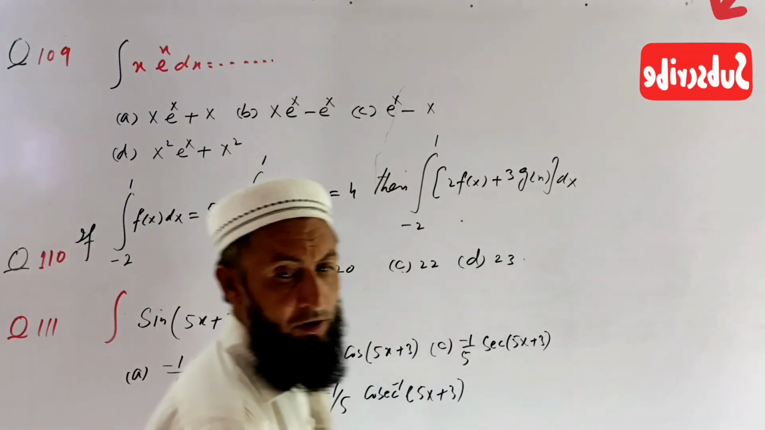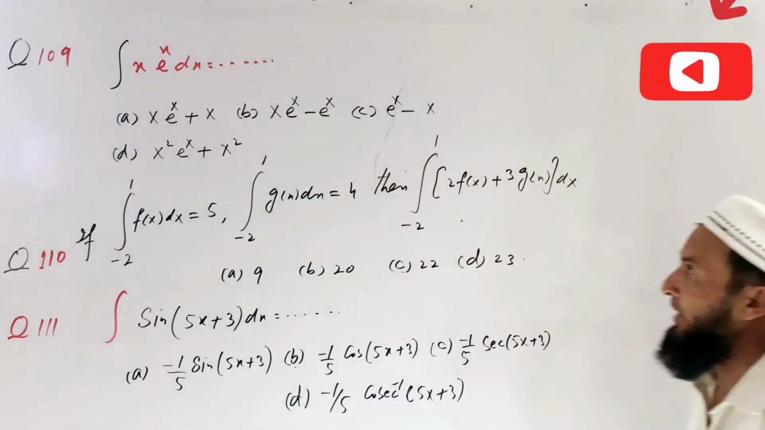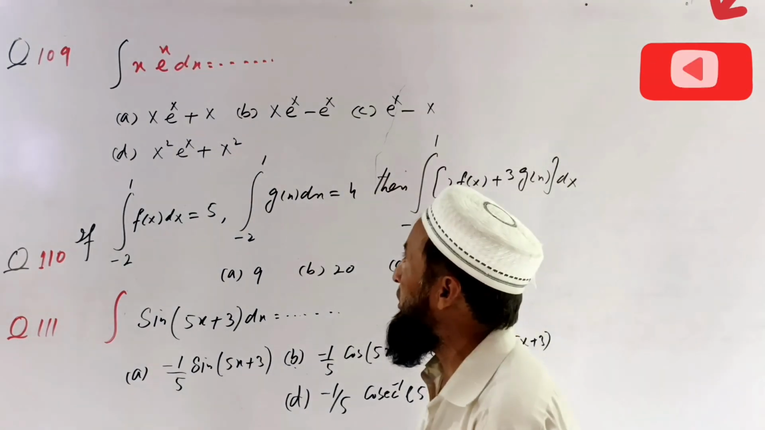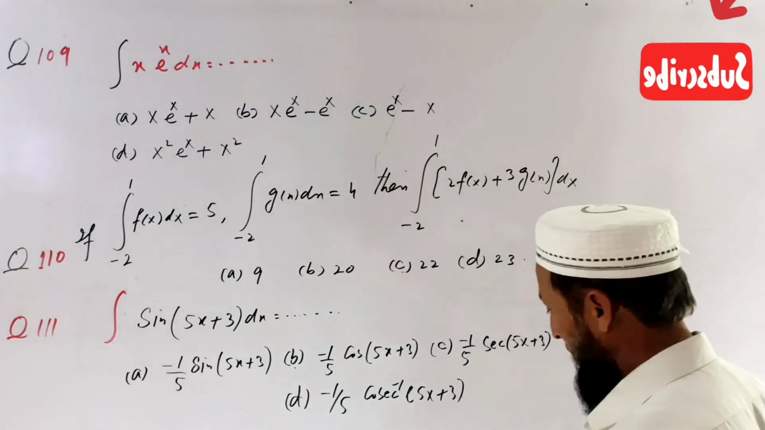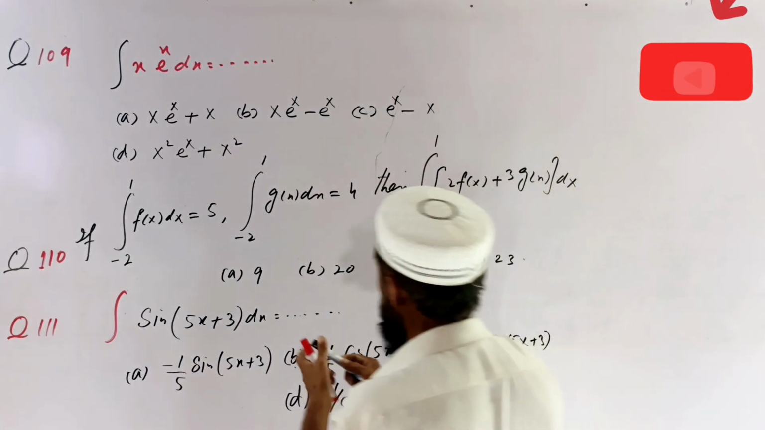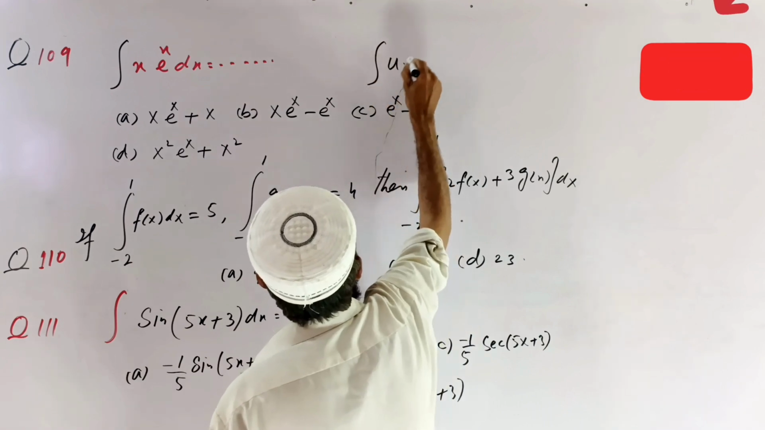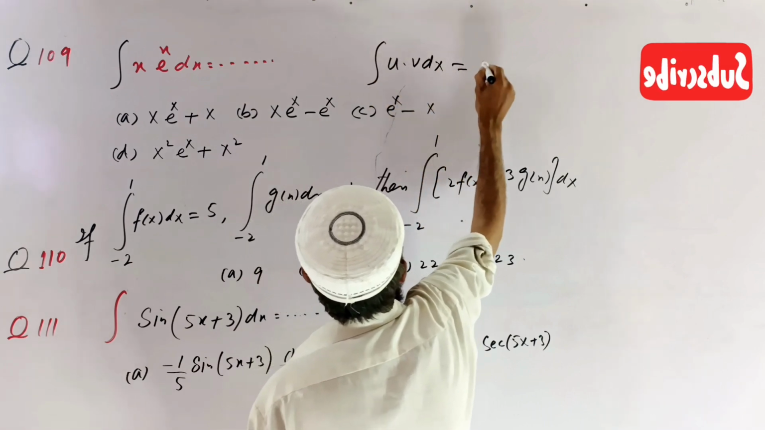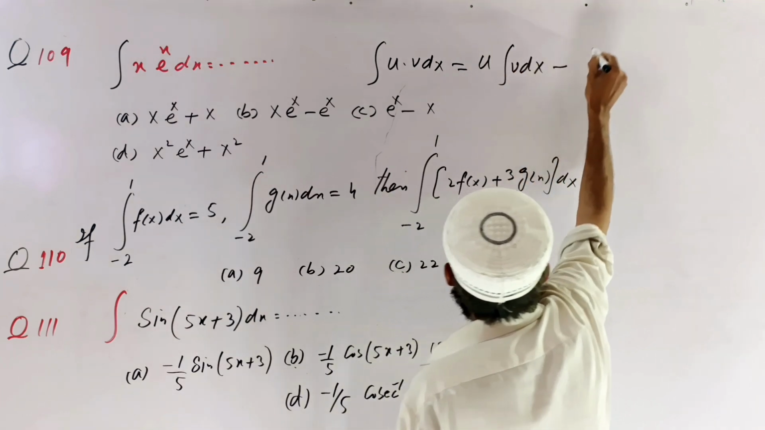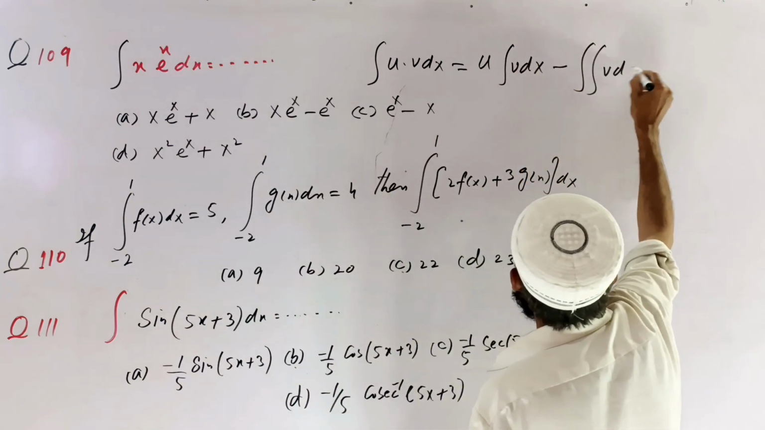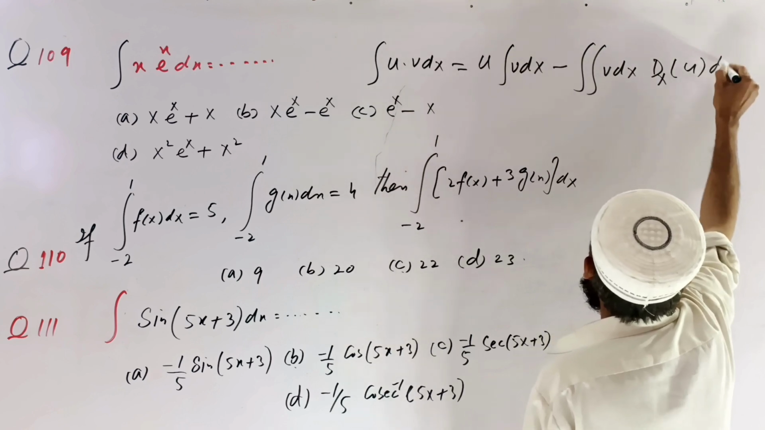Hello viewers, question number 109, integration of x e power x dx. Here we are using integration by parts. According to the integration by parts formula, as we know, integration of u times v dx, we can write u integration of v dx minus integration of the derivative of u with respect to x times integration of v dx, dx.